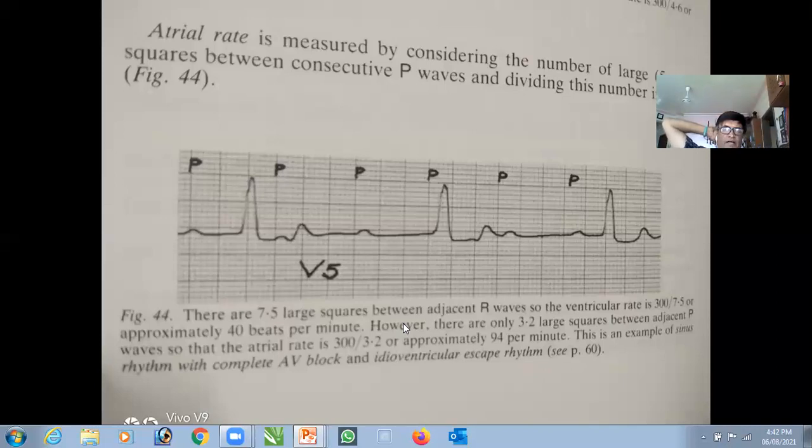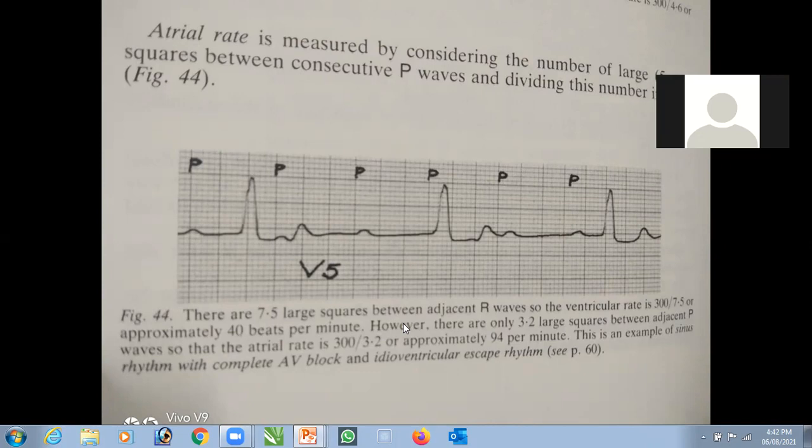What is complete atrioventricular block? So which degree of block is this? Third degree. Absolutely, perfect. When there is no connection between the atrial contraction and the ventricular contraction, this is called third degree heart block. So how many degrees of heart block are there? Three types: first degree, second and third degree.